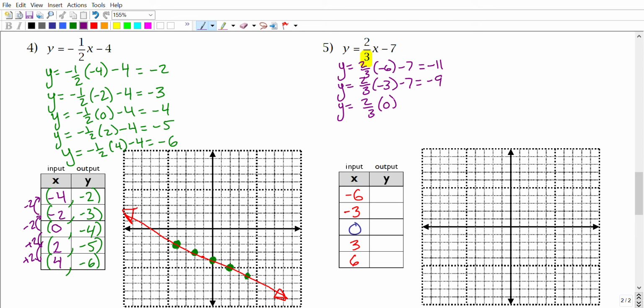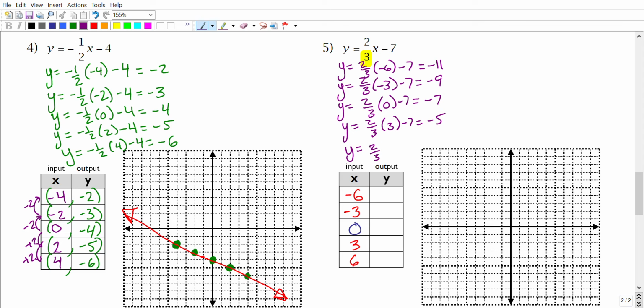2/3 times 0 minus 7. Well, anything times 0 is still 0. And then minus 7 is a negative 7. 2/3 times 3, I'm sorry, 2/3 times 3 is 2. 2 minus 7 is a negative 5.